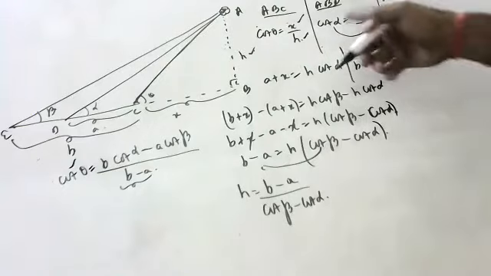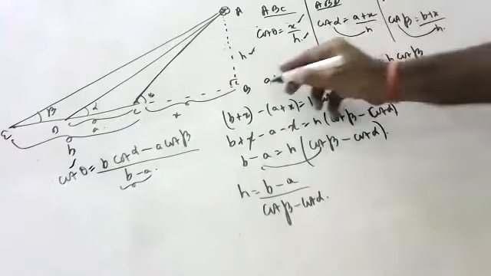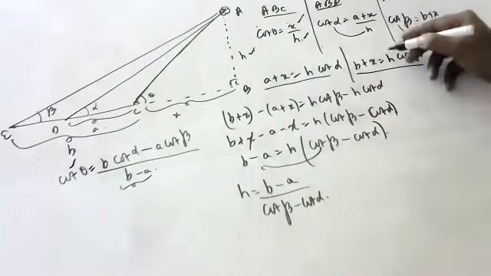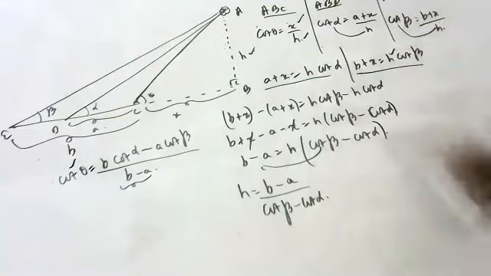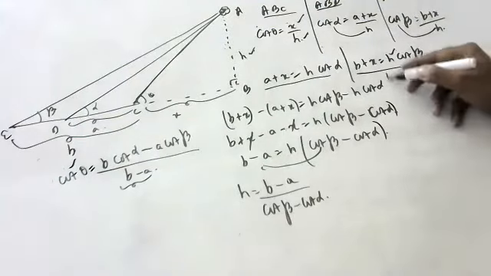Cot alpha and cot beta. In this or in this, anyway, you substitute the H value and find out X. Either here or here, anywhere you can find out, no problem. Where will you find out? First equation or second equation?